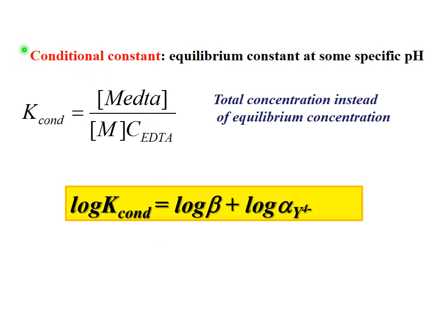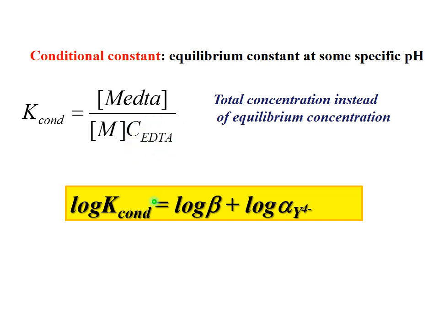So, because of pH behavior, we cannot use equilibrium constant directly. We use conditional constant. This would be equilibrium constant at some specific pH. Actually, biologists love equilibrium constants. So in this case, a stability constant will be complex, our product, metal ion, but instead of A4 minus, so active form, we put total concentration of EDTA.